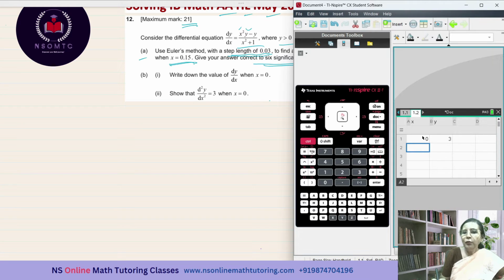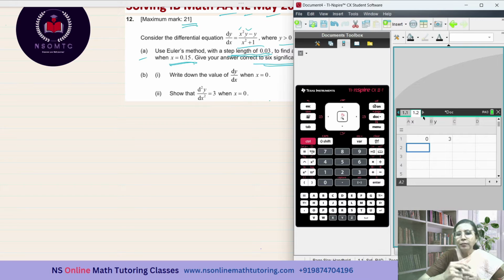Okay. Now we come to the A2 cell. We will be calculating the current value of x because the A column will be containing all the x values. So in the A2 cell, we will be storing the current value of x based on the previous value of x. What is the previous value of x? It is 0. Because I can just write x c equal to x p plus h. x p, the previous value of x, is equal to 0. 0 plus 0.03 will be equal to 0.03.